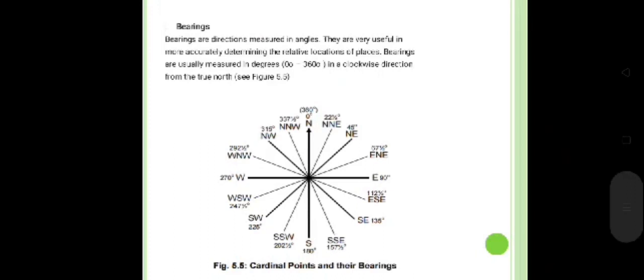So, naman siya, 0 to 360 degrees in a clockwise direction from the true north. So this is figure 5.5, cardinal points and their bearings. Amun siya ring example ning north as 360 degrees clockwise ni siyang libot from the true north clockwise.